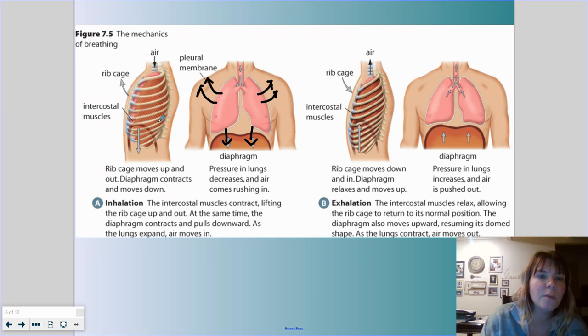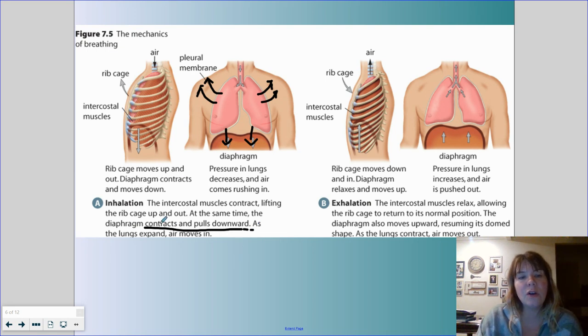So you can see the rib cage moves up, the intercostal muscles are expanding, and the diaphragm is contracting and moving down. That's key to your understanding of the diaphragm. In exhalation, it's a little different. You now have more pressure inside your lungs than outside. The thoracic cavity has a ton of pressure inside, and we need to get it out. So your diaphragm is going to relax.